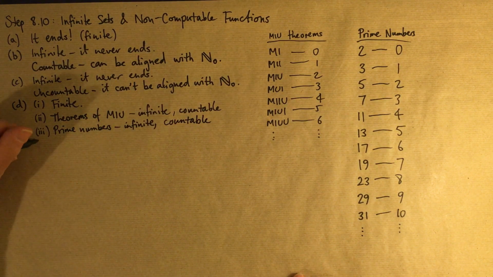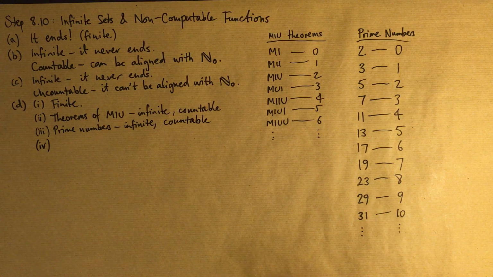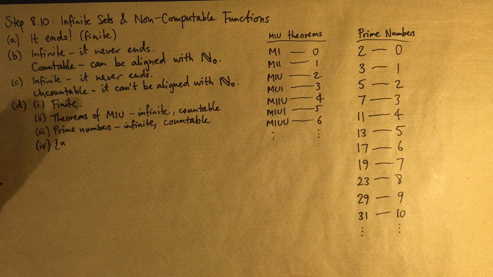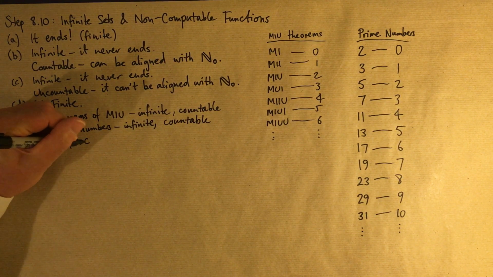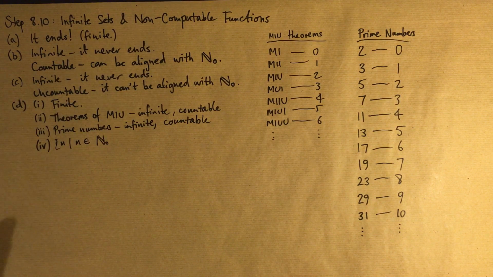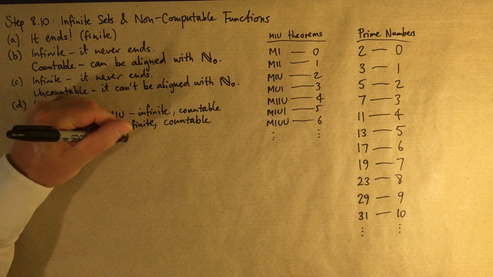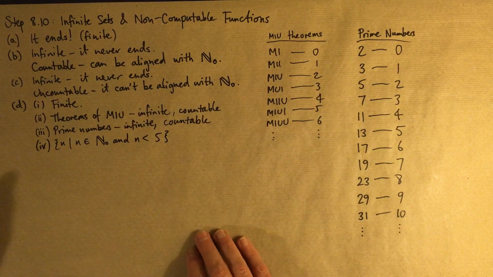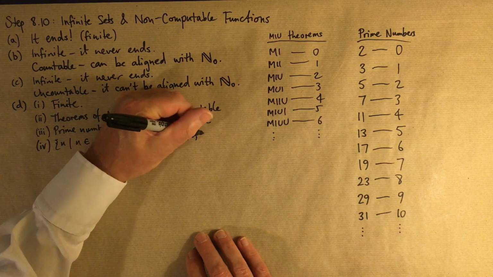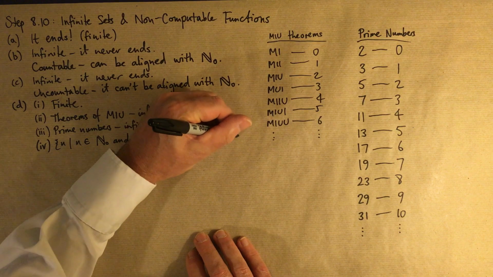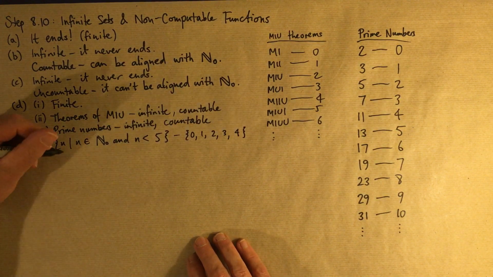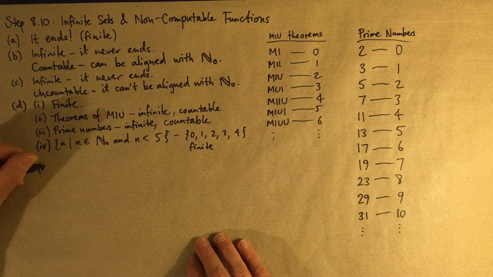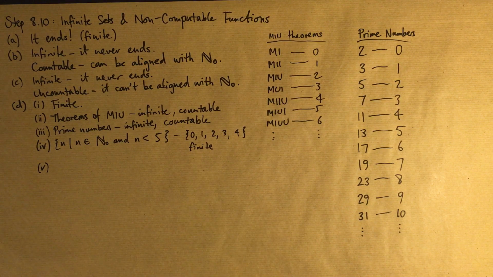Okay, next one is number 4, and I said the set n, such that n is a member of the natural numbers starting at 0 and n is less than 5. Well, you can see that that's the set 0, 1, 2, 3 and 4, so therefore it's finite. It's really just me testing to make sure you understood the set builder notation.